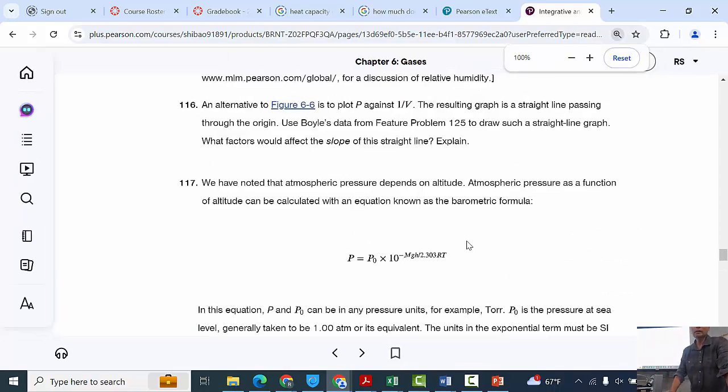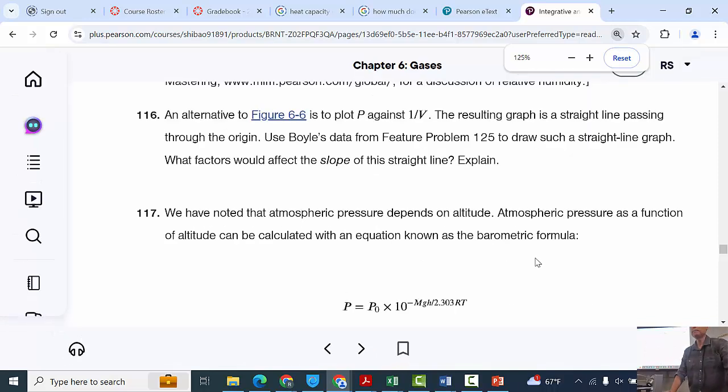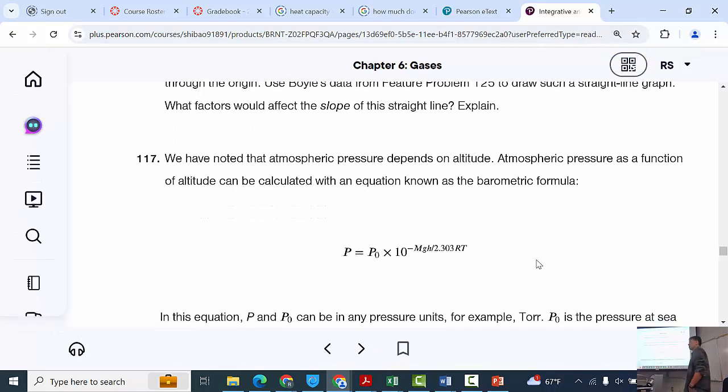If you ever want to calculate the pressure, you can. I don't have to go out and drive up to Big Bear with my barometer and read the barometer in Big Bear. What I can do instead is figure out what the elevation is. We have noted that atmospheric pressure depends on altitude, so it depends on the height. Atmospheric pressure as a function of altitude can be calculated with an equation known as the barometric formula. And so this is the barometric formula.